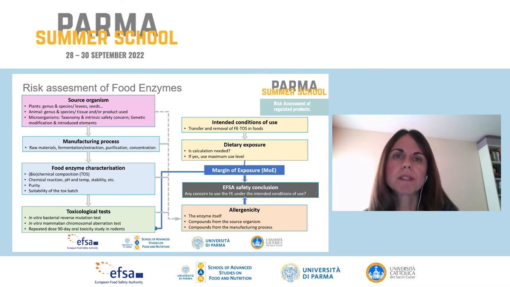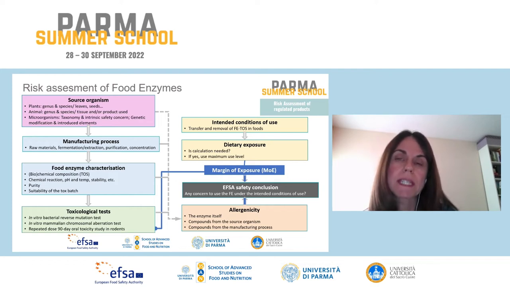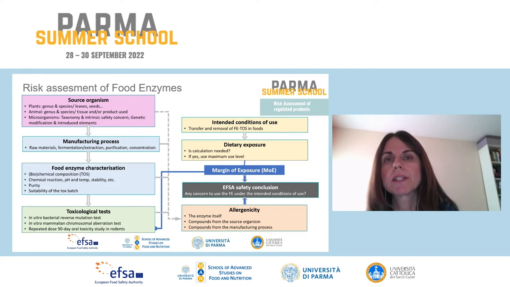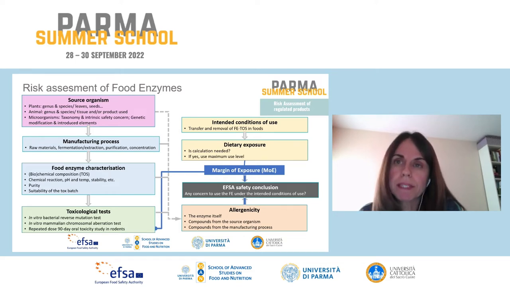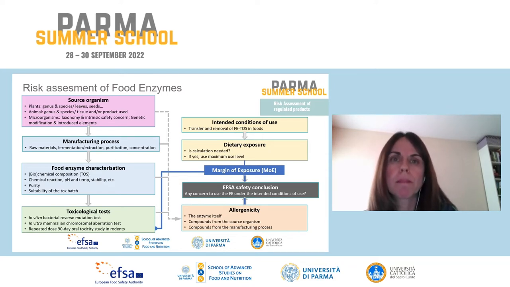Okay, so the risk assessment of food enzymes starts with an in-depth characterization of the source, the production organism, the manufacturing process, the raw materials, chemical composition, and the physicochemical properties of the food enzyme. Toxicological studies are, of course, essential, and these include the assessment of potential allergenicity that may come from the enzyme itself, the source of the enzyme, or from substances used in the production process. A key piece in the assessment is the dietary exposure estimation, because this, together with the outcome from toxicological studies, allows us to establish a margin of exposure and then to conclude on the safety of that food enzyme and that specific use.